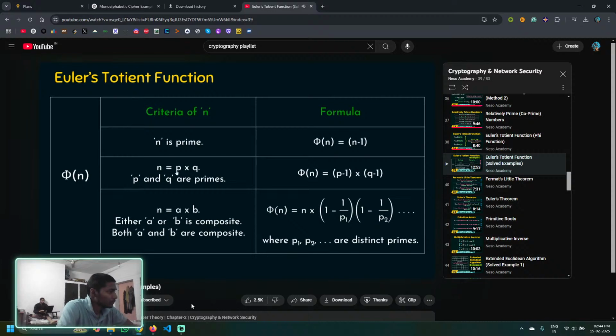If this n is not a prime number, but it is a product of two different prime numbers, say p and q. For example, 21. So 21 can be a product of two different prime numbers, 3 and 7, right? In such a case, you need not manually calculate phi of 21. Rather, you can apply this formula: phi of n is equal to p minus 1 into q minus 1.